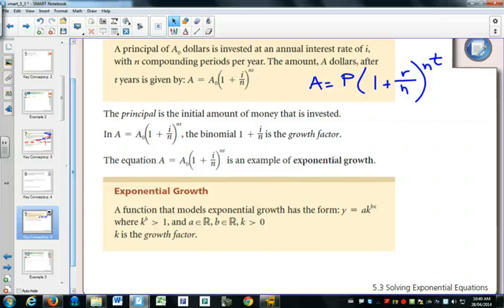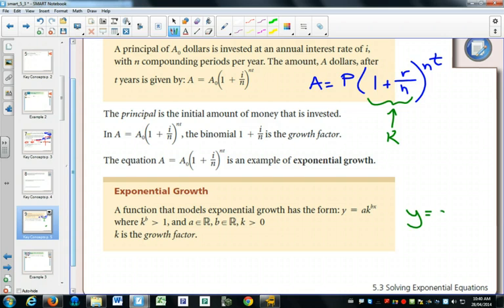And this formula is sometimes rearranged because the numbers inside the brackets here are all numbers that you know. So if you added them together, if you went 1 plus the rate and the compounding periods and got a number, then this could just be written as K, and that's where they get this formula from. It's the same idea for exponential growth.